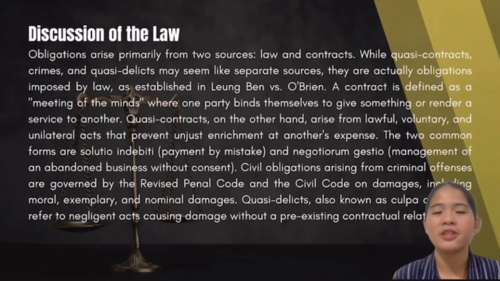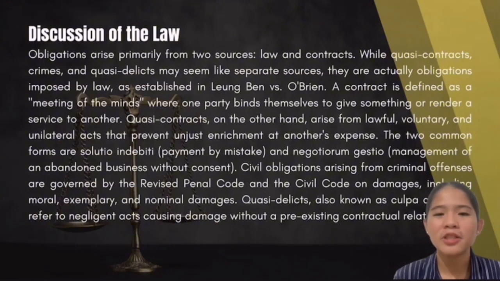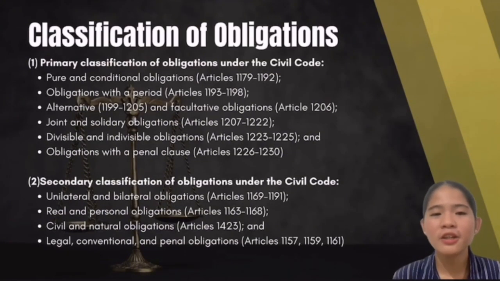So civil obligations arising from criminal offenses are governed by the Revised Penal Code and the Civil Code on damages, including moral, exemplary, and nominal damages. Quasi-delicts, also known as culpa aliena, refer to negligent acts causing damage without a pre-existing contractual relationship. So, classification of obligations.